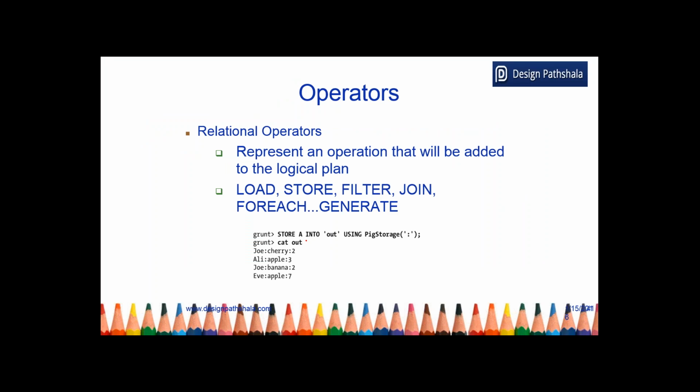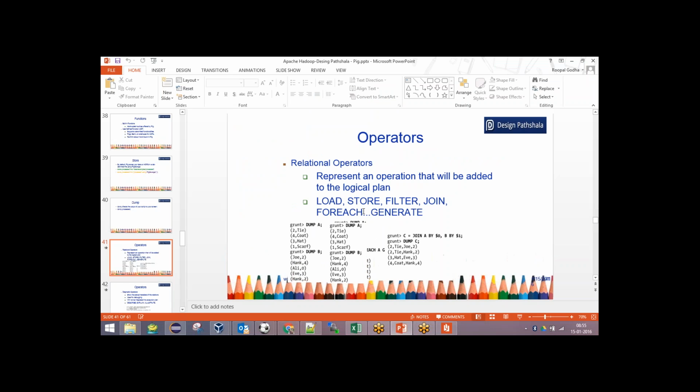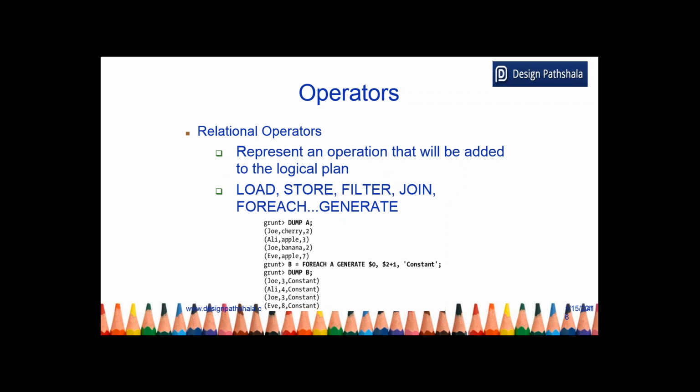So I've stored A into the file called out using PigStorage. If I get that file, the file will look something like this. So A has three columns. I just wanted to show you how the dump happens, or how the store happens. Then let's say A is something like this, has three columns.